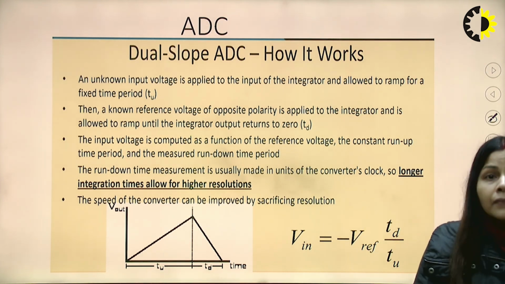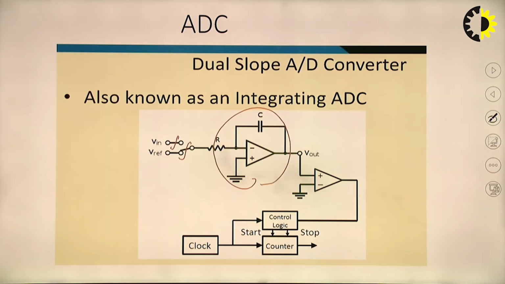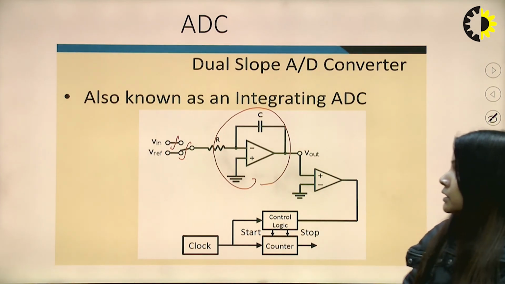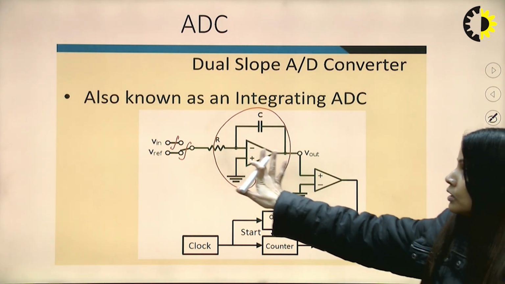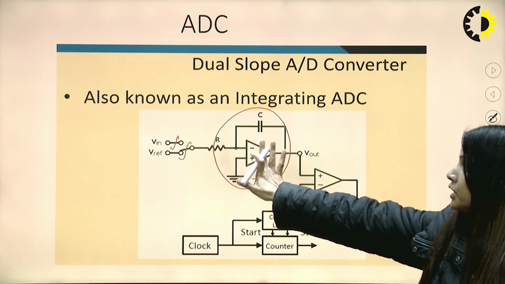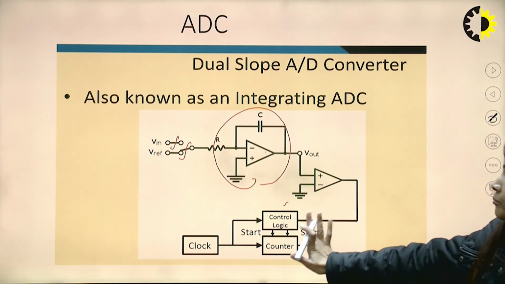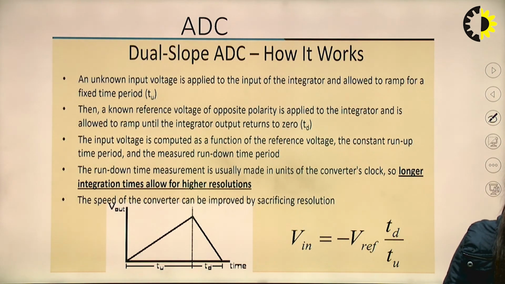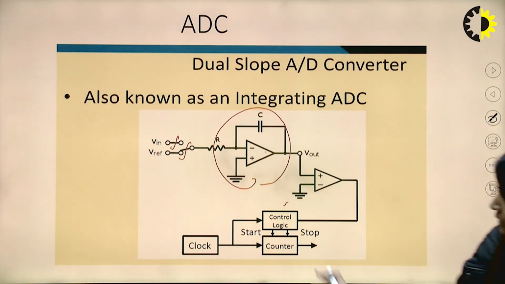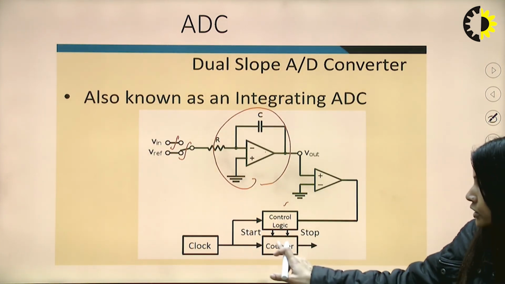Okay. So here we have one integrator and one ramp. This is the integrator and this is the comparator. The input voltage is applied to the integrator circuit and then it is compared with the control logic. So the input voltage is computed as a function of the reference voltage, the constant run-up time period and the measured rundown time period. The rundown time measurement can be controlled by the converter's clock circuit, here the control logic and the counter.